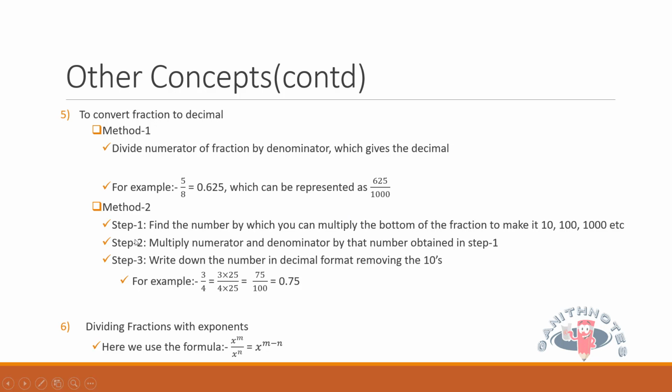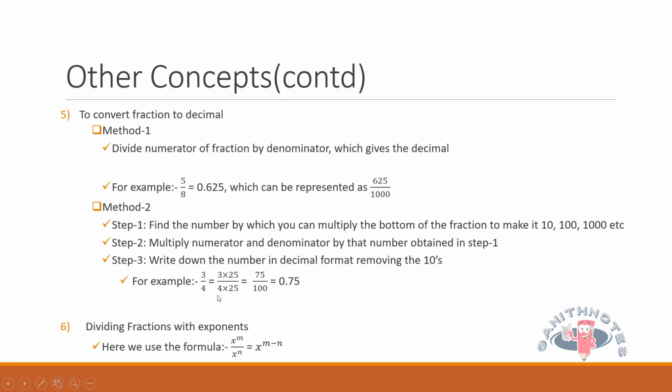Method 2 is you have to find a number by which you can multiply the bottom of the fraction to make it 10, 100, 1000, etc. Then you have to multiply the numerator and the denominator of that particular fraction by the same value. So you will get another equivalent fraction. Then you just have to remove the tens and write it in the decimal format.